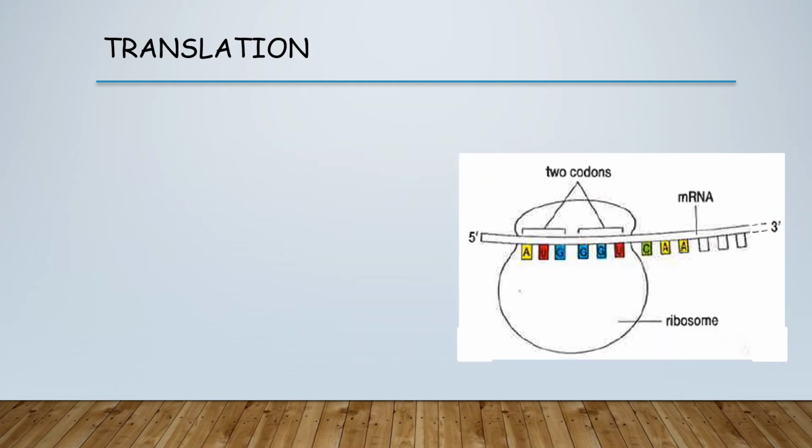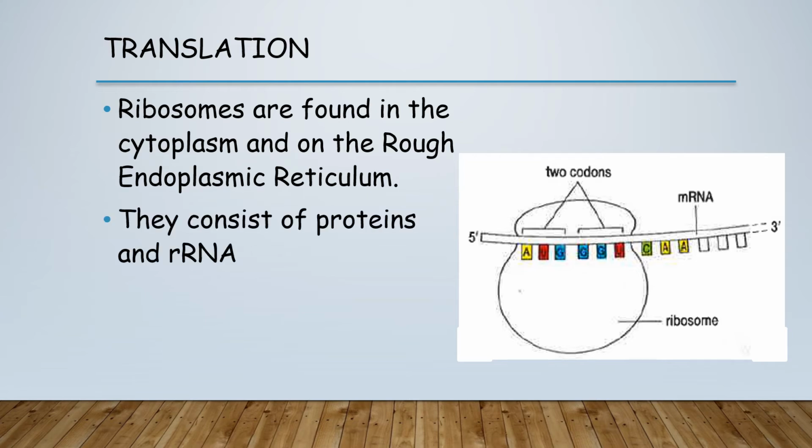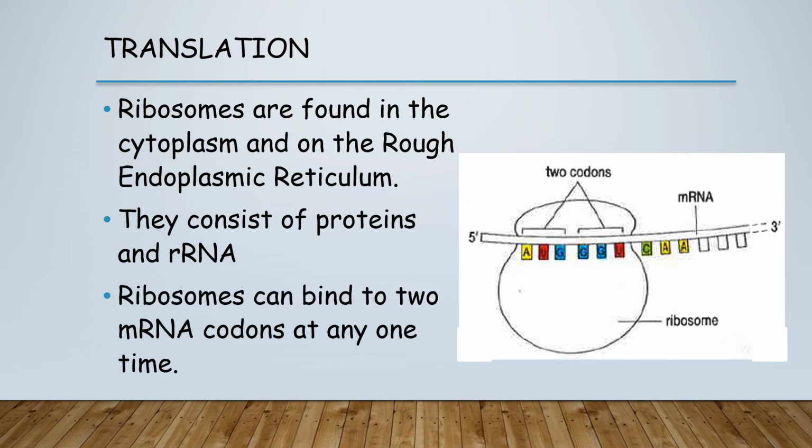We know from National 5 biology that ribosomes are where proteins are synthesized. We also know that they are found in the cytoplasm. A new bit of information there is that they are also found on rough endoplasmic reticulum. And again, we've learned this year that they consist of proteins and ribosomal RNA. And ribosomes, again, new knowledge, they can bind 2 mRNA codons at one time. So as you can see here, we've got a chain of mRNA that is feeding into a ribosome. And at the moment, we've got 2 codons there sitting within the ribosome.